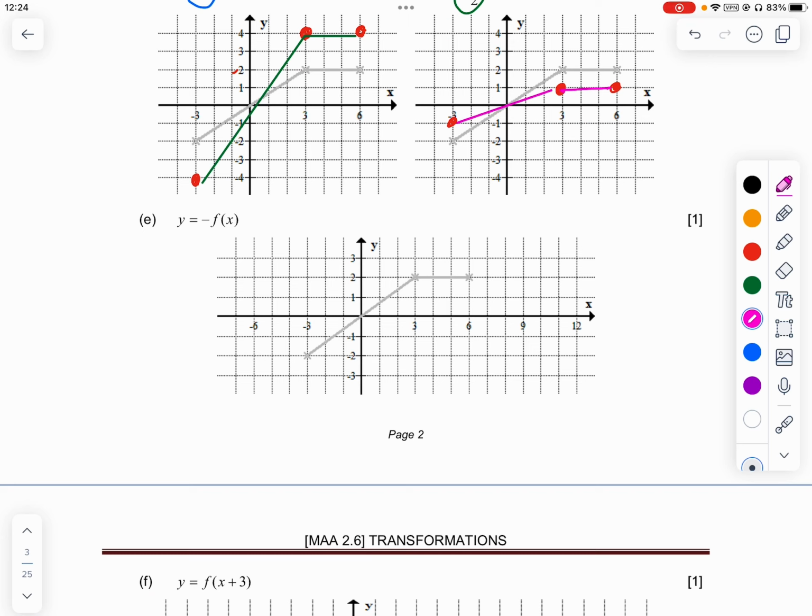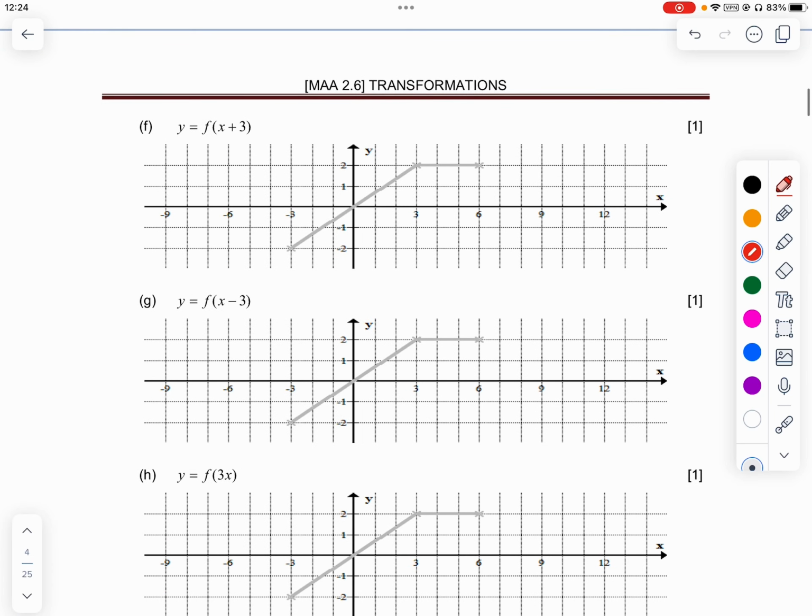Next, minus f of x means it is a reflection on the x-axis. So it becomes upside down over here, here, and here. So join them. This is going to be the graph. F of x plus 3. So every point moves 3 units backwards. So 1, 2, 3. Then same is the case, 1, 2, 3.